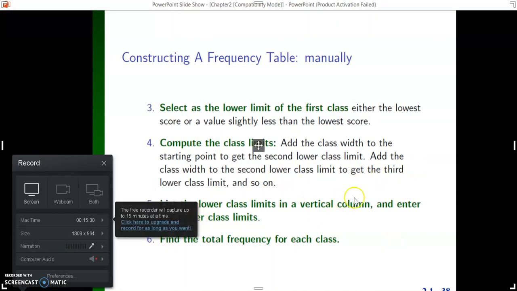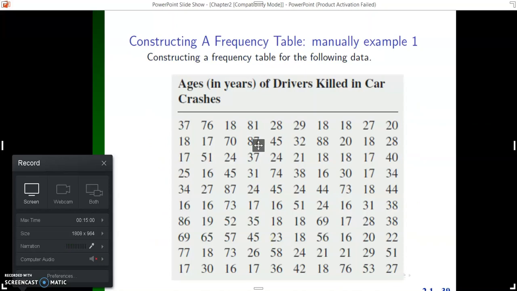Number 5. List the lower class limits in a vertical column and enter the upper class limits. The last one, find the total frequency for each class. The total frequency always matches the total number of data. So here's another example. You can try it yourself and find out.